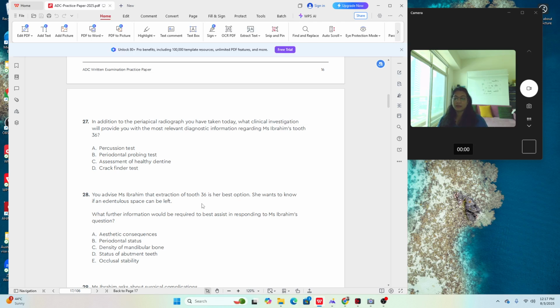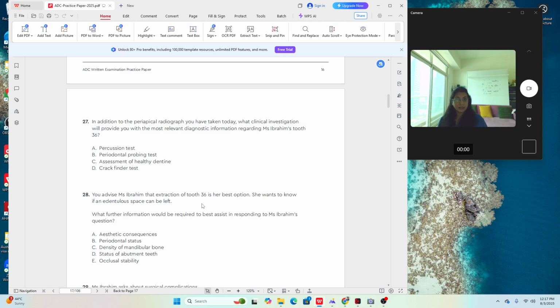Periodontal status, on the IOPA it pretty much looked good, and the scenario never mentioned anything about the periodontal status. Density of the mandibular bone, that can be considered if you are placing an implant, but you can also give an RPD, you can give an FPD, in that the density of the mandibular bone would not matter that much. Status of the abutment teeth again will matter when there is an FPD coming in question, but on the IOPA pretty much they look stable, so we are going to assume it's a healthy dentition.